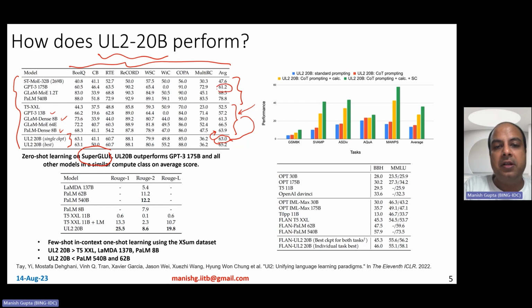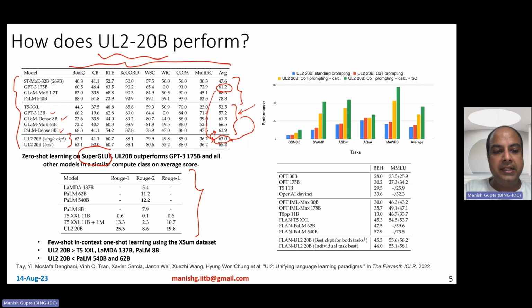GPT-3 model is just 61.2, right? Compared with the GPT-3 model, you observe that UL2 20 billion parameter model is better. So that's that. Now, if you also care about few-shot learning, just one-shot learning for cross-lingual summarization, what is observed is that the UL2 model actually beats several other models across different Rouge scores.